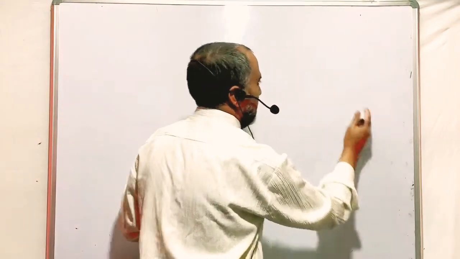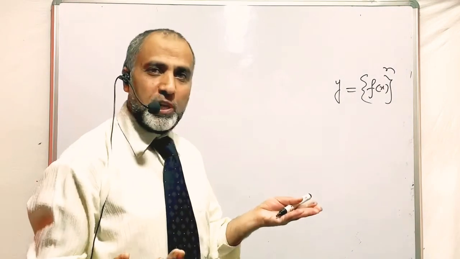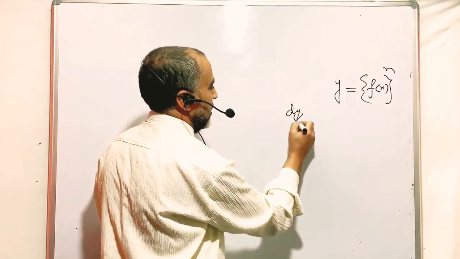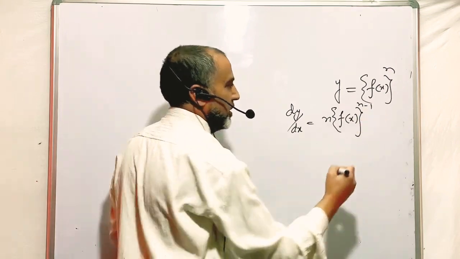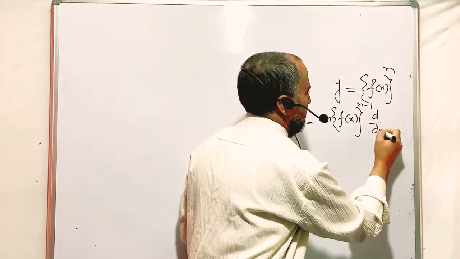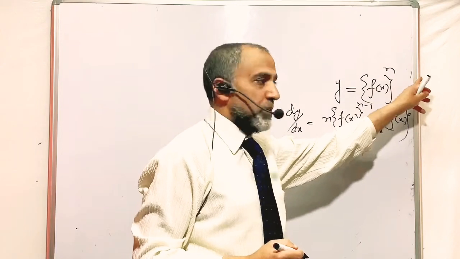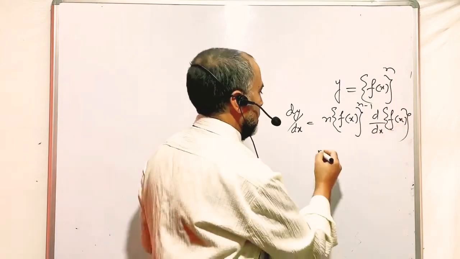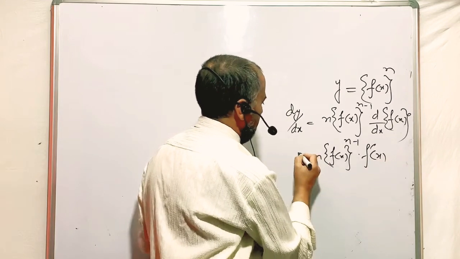In short, we say u by v form and u into v form, product rule and quotient rule for the differentiation of a function. Usse pehle aap ye yaad rakhenge, if we have y is equal to f of x whole raised power n, then what is dy by dx? You have to note that n f of x raised power n minus 1, but multiply d by dx of f of x. This is a very important step. We can write it as n f of x whole raised power n minus 1 into f dash x. This is a very important result.